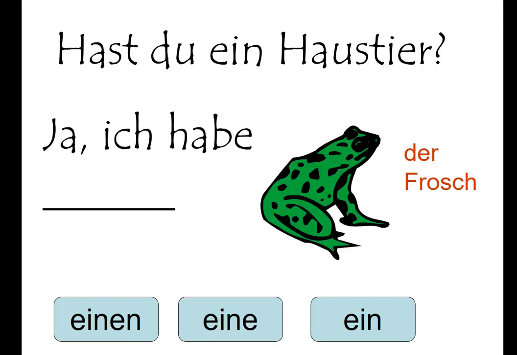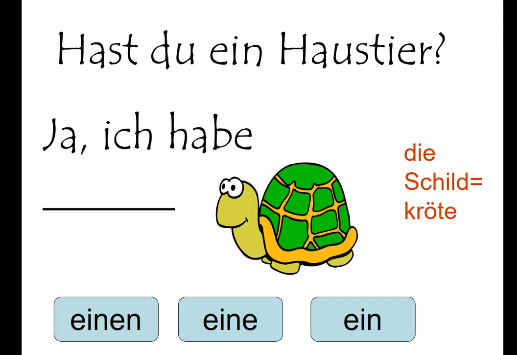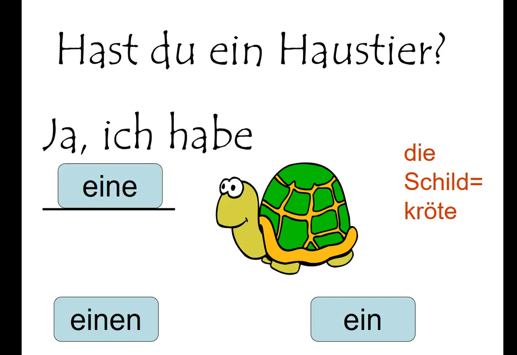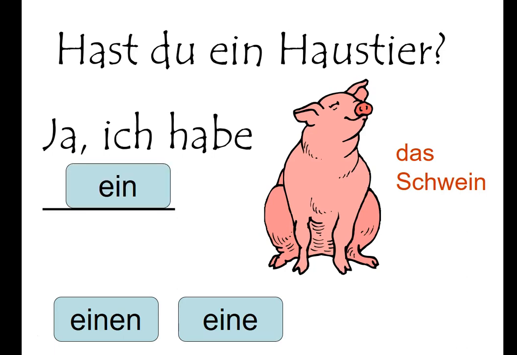Der Frosch. Der is masculine. Ja, ich habe einen Frosch. Die Schildkröte. Ja, ich habe eine Schildkröte. Das Schwein. Neuter. Ja, ich habe ein Schwein.